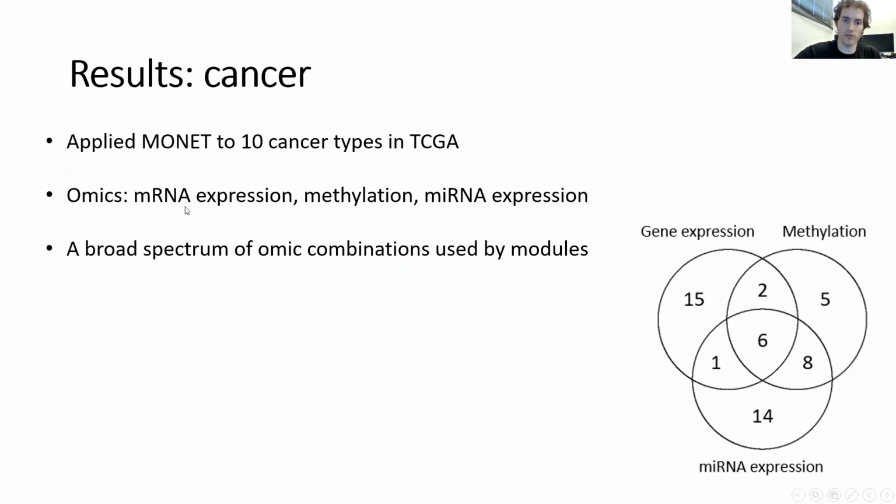used three different omics: gene expression, DNA methylation, and microRNA expression. And across all the different cancer types, we look at the omics that were covering the different modules, and we see all possible subsets of the omics covering some module, which highlights the disagreement between omics, which I mentioned previously.